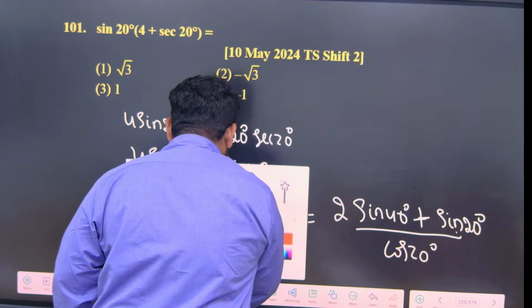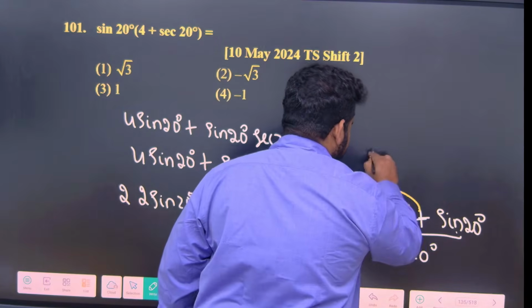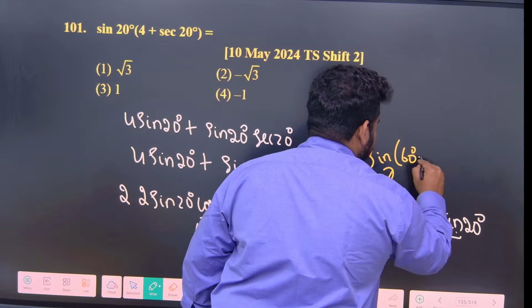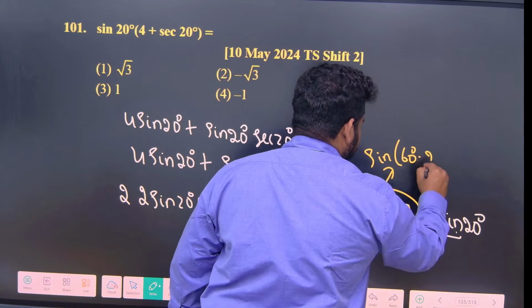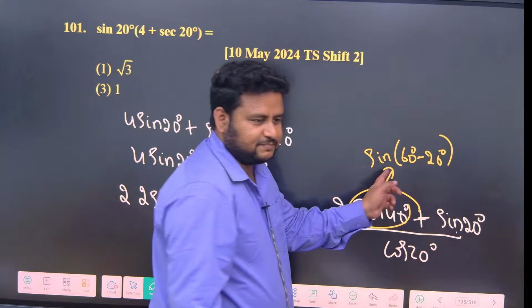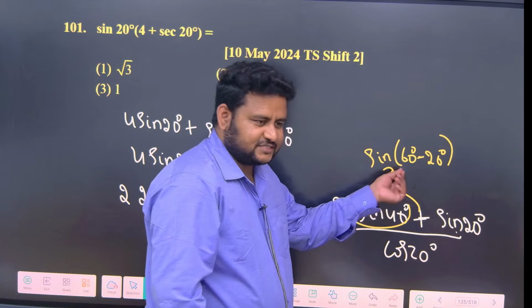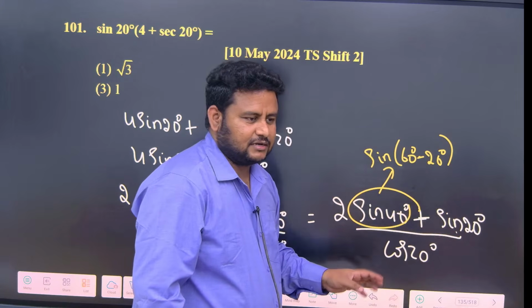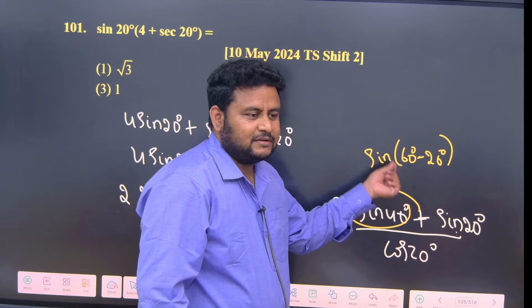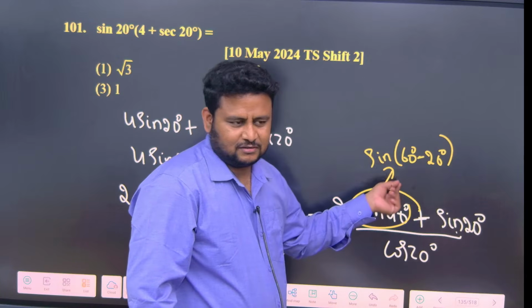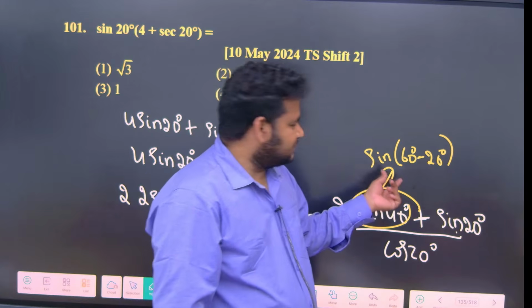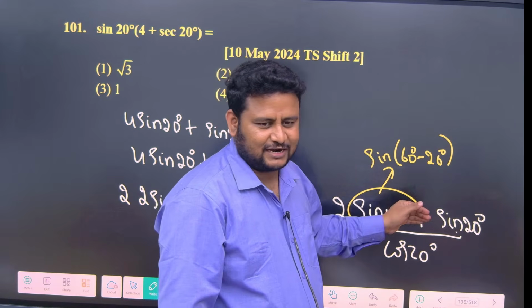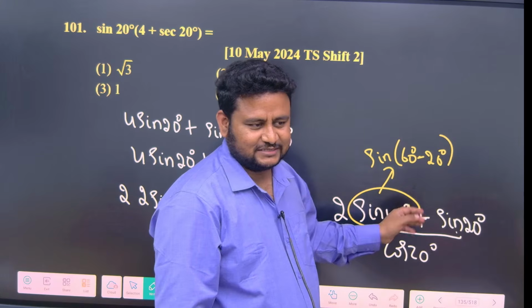So observe this. This is my key step, that's why I am writing in different color. Sin 60 minus 20. Then only you will get 40. 40 can be written as 60 minus 20. Why 20? Because here it is 20, here also it is 20. Everything I want in 20. So this is of which form? Sin of A minus B. That is the formula we learned, the compound angles formula. This question is based on compound angles.